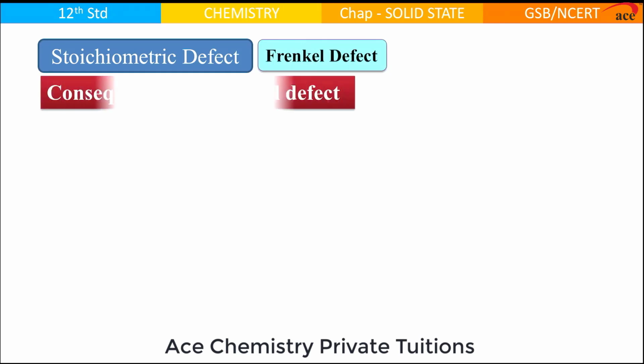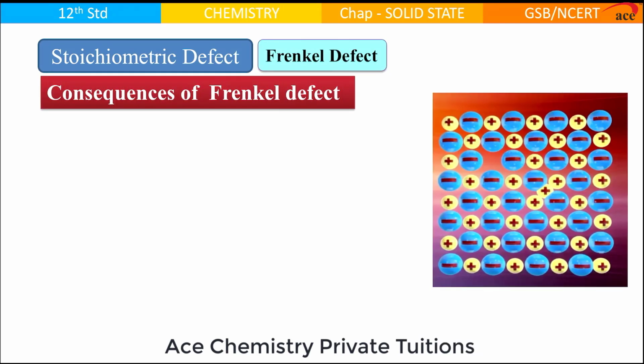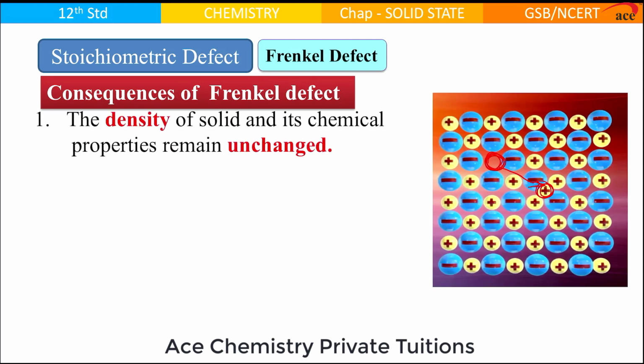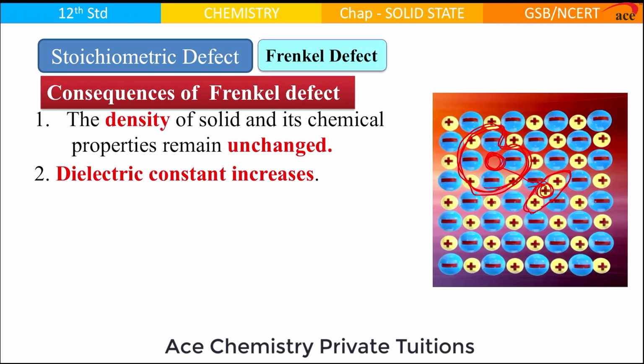Coming to the next one, consequences of Frenkel defect. This is one more diagram for us to know. The cation, if you are able to see, has shifted its position from here to here. So that's Frenkel defect. What happens to density? It remains the same because in a unit cell, the number of cations and anions remains the same. Only the dielectric constant increases, because at one place cations are getting accumulated, at another place anions remain more in number. So it causes polarization of an ionic solid, which in physics is reflected as a higher dielectric constant.